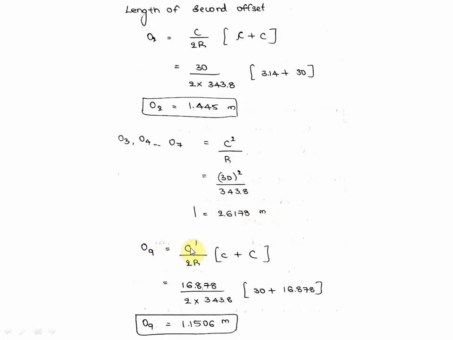Again, O9 will be c dash by 2R into (c plus c dash), that is the current chord by 2R, times the previous chord plus the current chord length. So you will get the total last offset as 1.15.